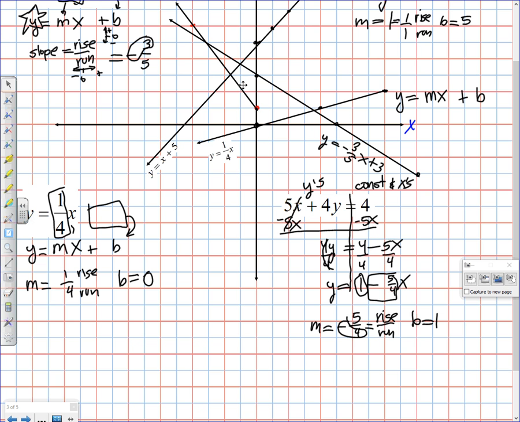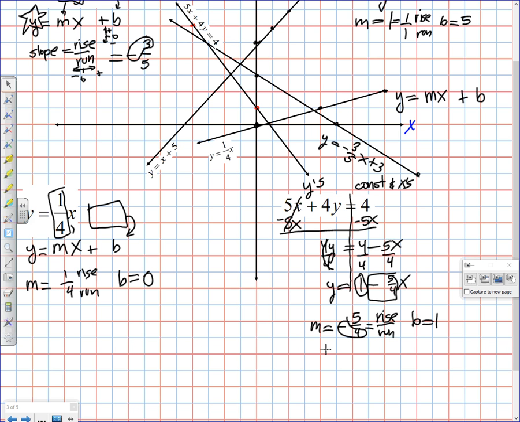Okay. So basically, with the equation they give you, you solve for y, and then you should be able to do the graph. Let's put the name of that equation. The name of the equation will be 5x plus 4y equal to 4. Okay, and that's it.